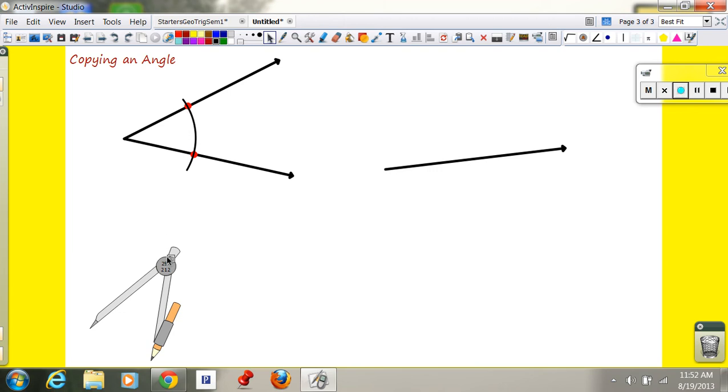Now take your compass and open it up so that one side of your compass is on one red dot and the other side is on your other red dot.